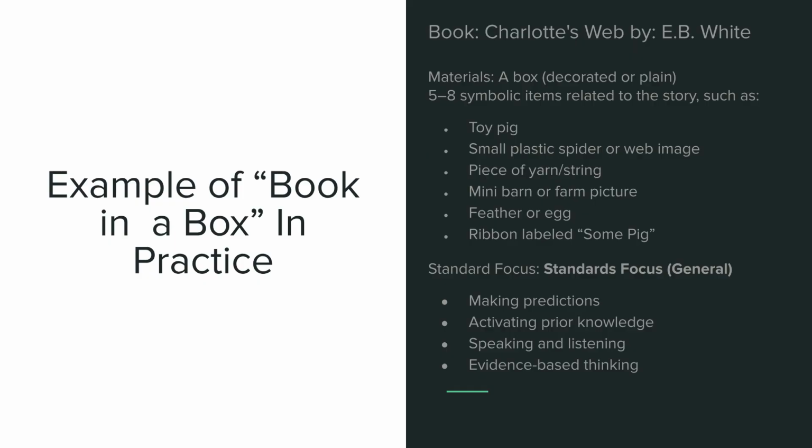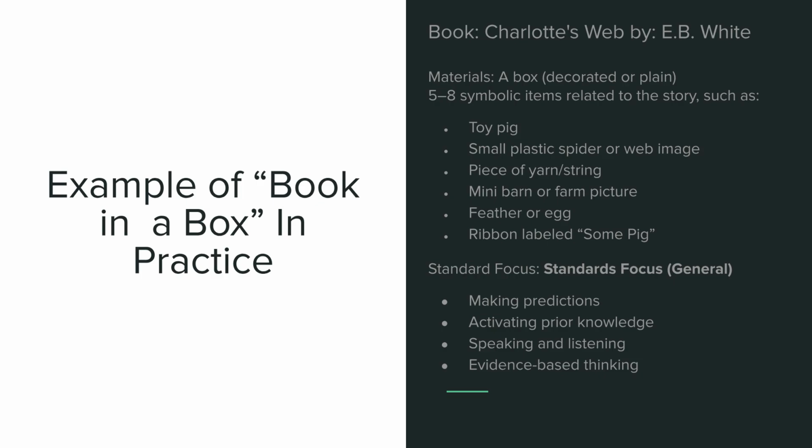So now I'm going to go ahead and share with you an example of how Book in a Box could be used. And I'm going to go by the book Charlotte's Web by E.B. White, a very well-known story. So some materials that a teacher might need would be a box, decorated or plain, with 5 to 8 symbolic items that represent parts of the story.